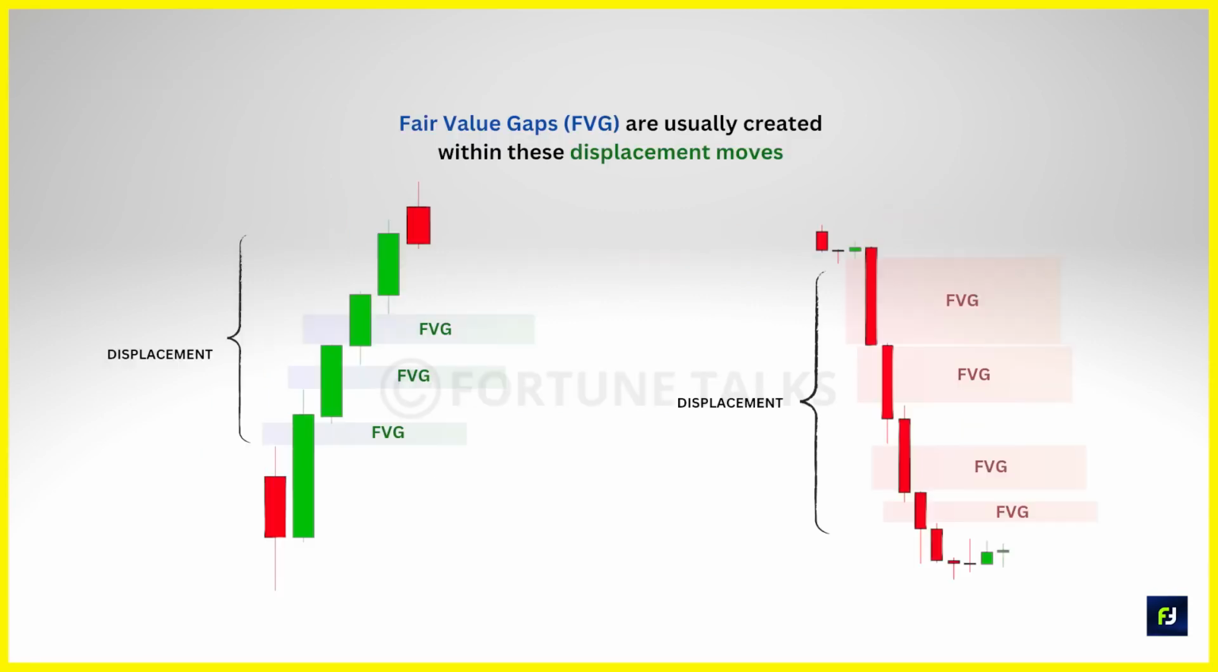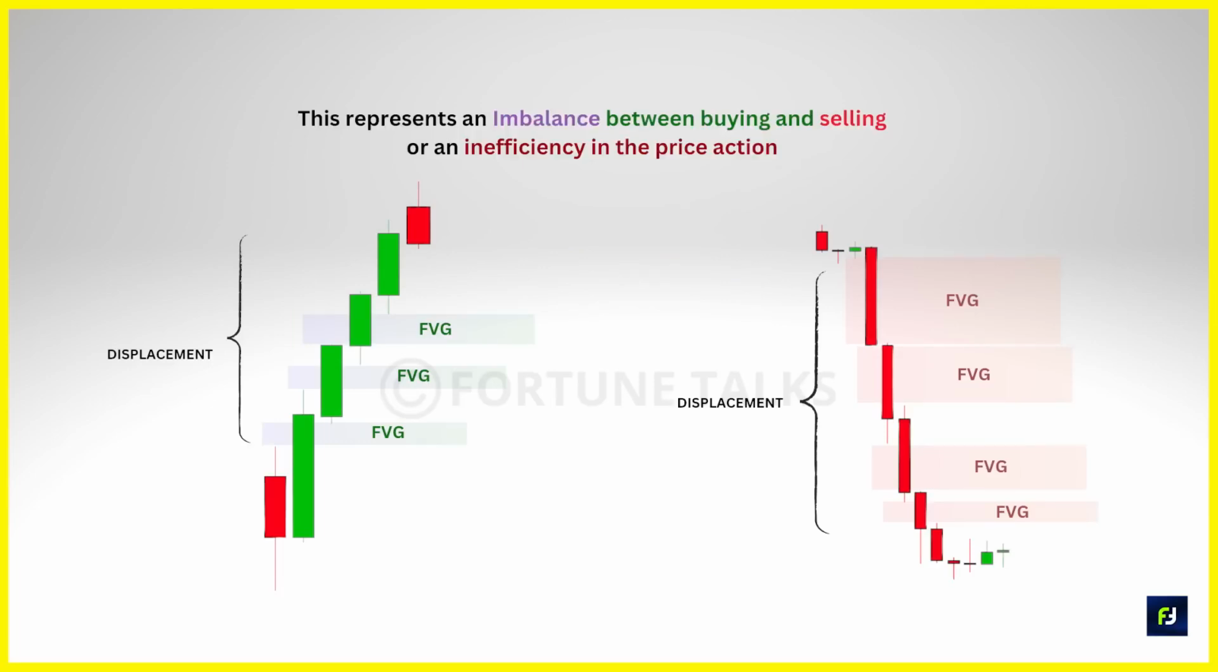The fair value gaps are created within this displacement and are defined as instances in which there are inefficiencies or imbalances in the market. These imbalances are visualized on the chart by a 3-candle sequence containing one large middle candle whose bordering candles' upper and lower wicks do not overlap.